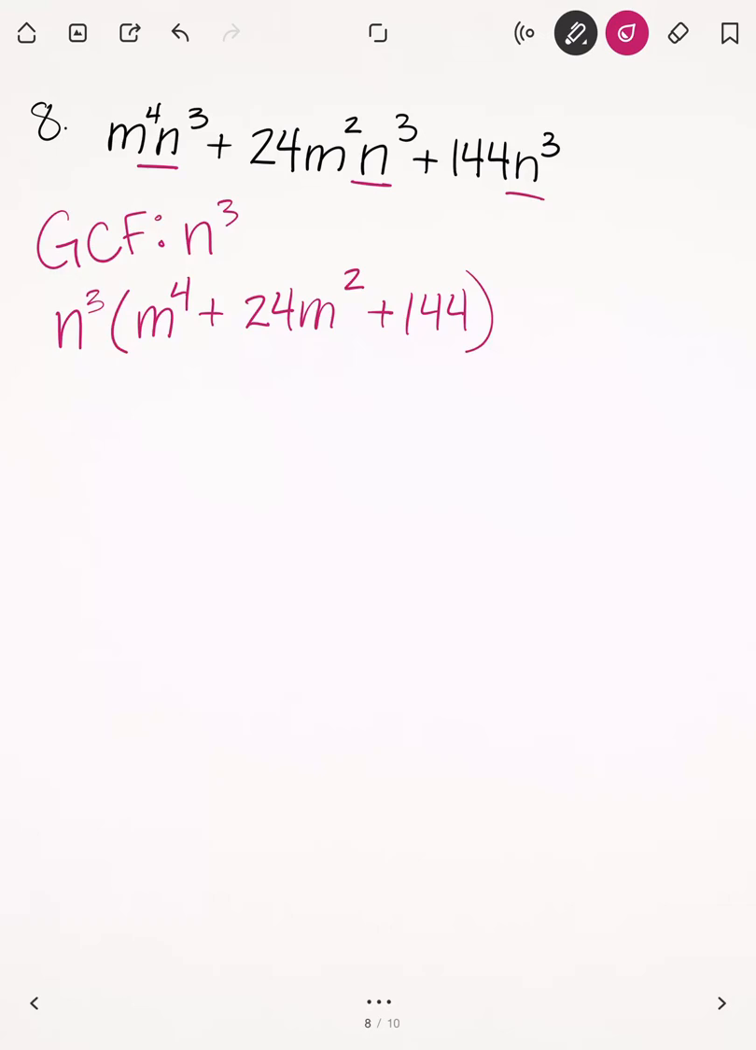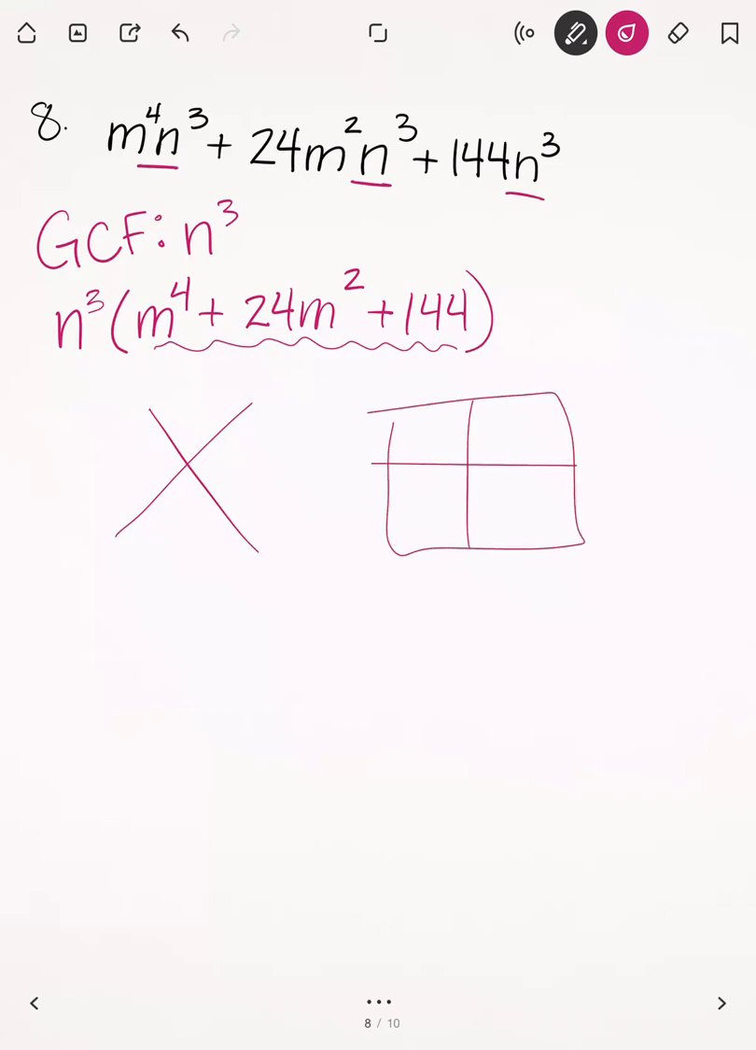So from here, I'm going to factor this inside part with the x in the box. Yes, it is to the 4th power, but we can still factor it that way. So I draw my x, I draw my box. I take the first number, m to the 4th, and I multiply it by 144, which gives me 144m to the 4th. I put that middle term of 24m squared on the bottom of the x.